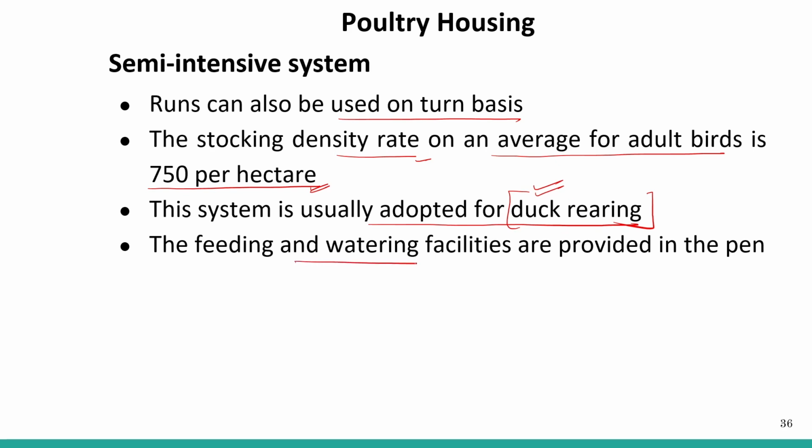The feeding and the watering facilities are provided in the pen. So they have a proper pen system. In that, proper water and feeding facilities can be provided.